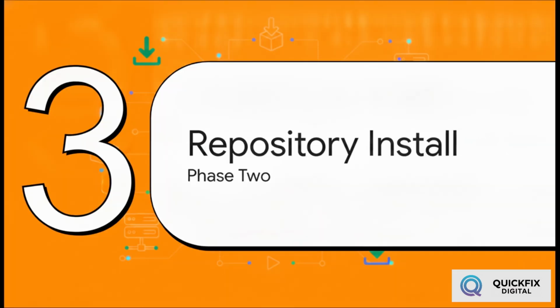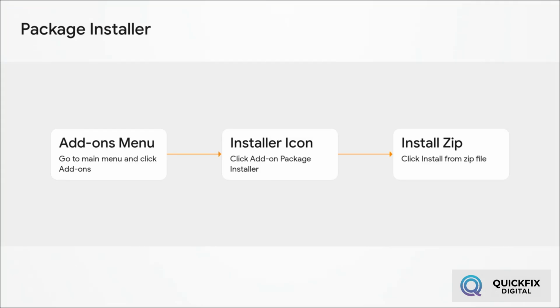Which brings us to Phase 2, repository installation. First up, you'll need to confirm that your system permissions actually allow for unknown sources. This is just a standard security bypass required for any third-party deployment. So, navigate back to your main menu, hit Add-ons, and look for that open box icon at the top left. When you click Install from zip file, it's going to trigger a warning. You just need to select Yes to proceed.